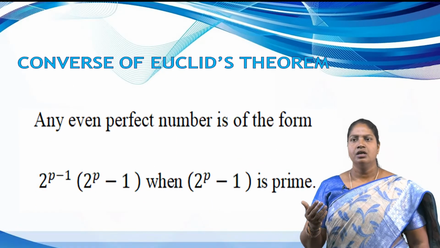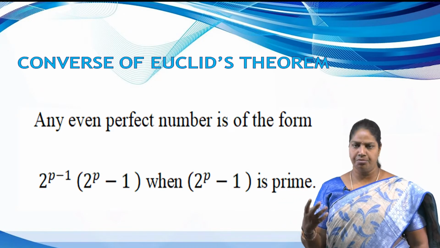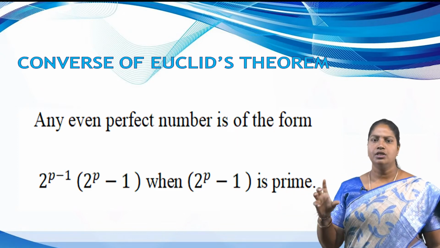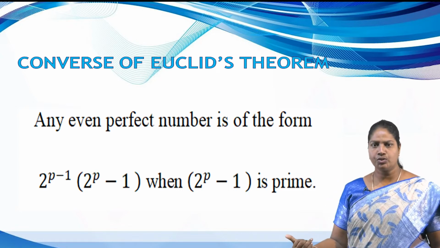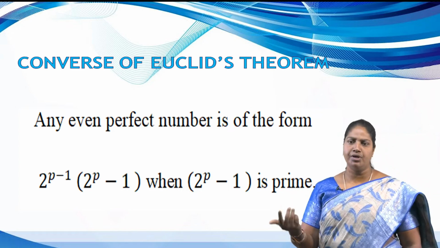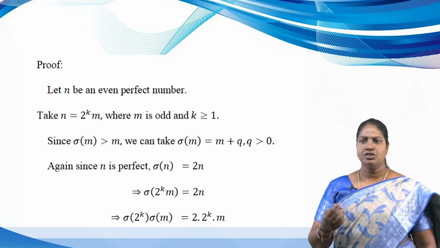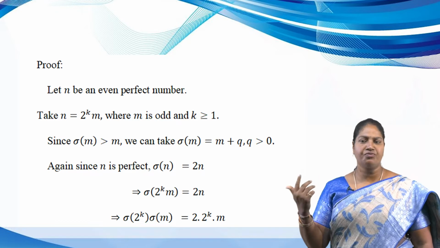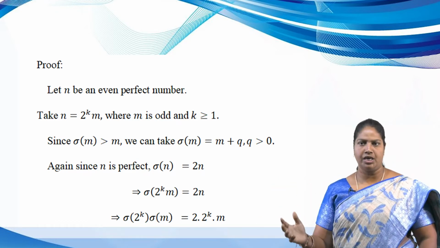Next. Now we will prove the converse of Euclid's theorem. That means if a number is a perfect number, then it should be of the form 2 power p minus 1 into 2 power p minus 1, where 2 power p minus 1 is a prime number. Now let us see the proof. Let n be an even perfect number. Then what is the definition of perfect number? That sigma of n, the sum of all the divisors of n, should be 2n.